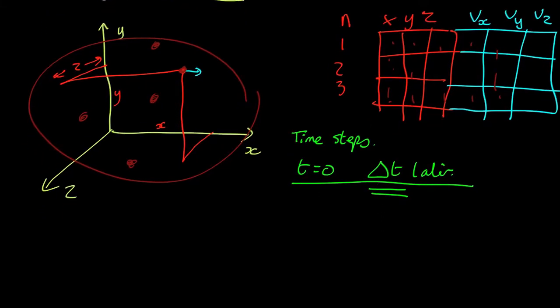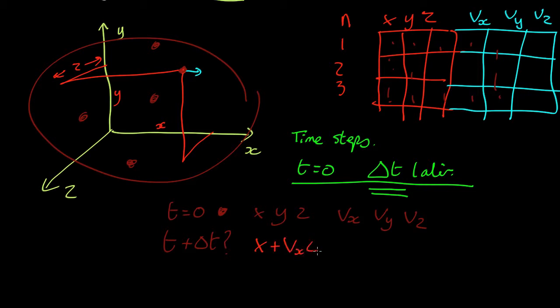So what do we do? Well, let's say we know a given object has a position x, y, and z, and has velocity vx, vy, and vz at time 0. Where's it going to be at t plus delta t? Well, the simplest approximation is just to say that the new position will be x, the old position, plus the velocity times the time. That's actually the definition of velocity. Velocity is the rate of change of position.